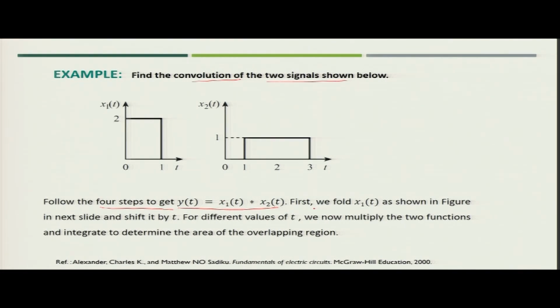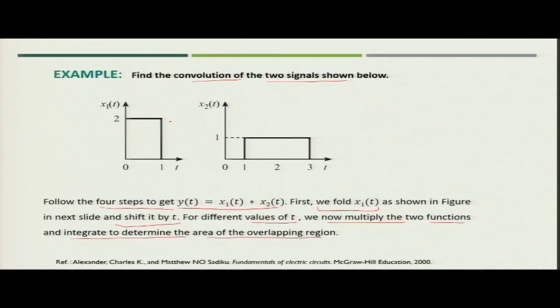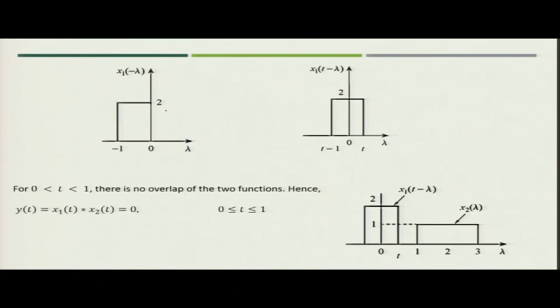As part of our first step to carry out the convolution, we first fold x1(t). We will see how it looks when we fold, and then we will shift by t, and finally, for different values of t we will multiply the two functions and then integrate to determine the area of overlapping regions. So, we will first take the mirror image. The mirror image of x1(t) will be as shown in the figure.